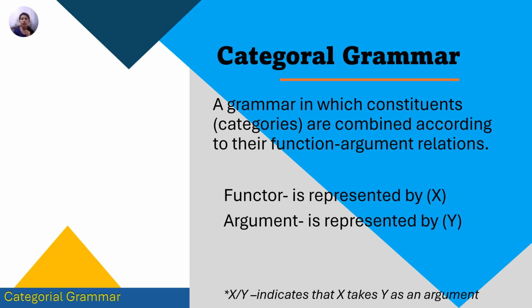Categorical grammar is a grammar in which constituents or categories are combined according to their function-argument relations. Functor is represented by X, and argument is represented by Y. So here's a brief explanation of what these symbols represent. X represents a category that takes a certain type of argument, and Y represents a category that can be an argument of another category. So the slash notation represents the function-argument relationship between the two categories. For example, X forward slash Y indicates that X takes Y as an argument.